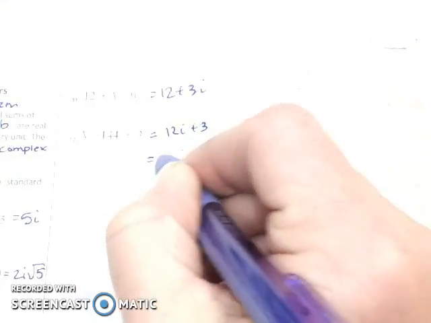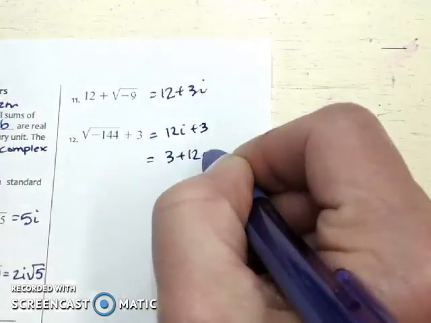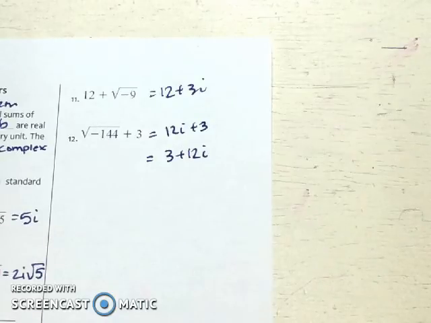And then we're going to switch it around and put it in standard form. We want the imaginary part last. That's it. You're ready for complex numbers.